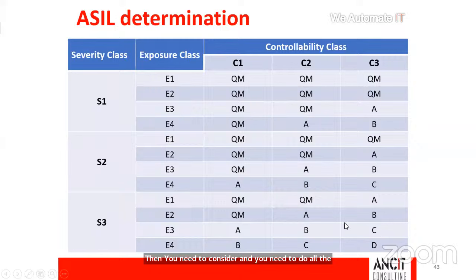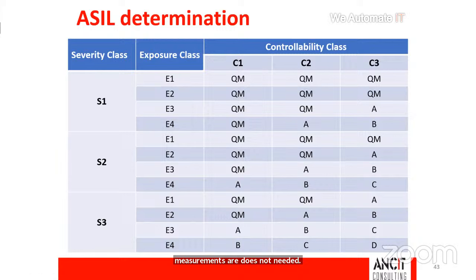And coming to quality management, for those risk classifications where safety measures are not needed, there are no safety measures needed. You just need to develop your product and hand it over to the OEM. That's it.